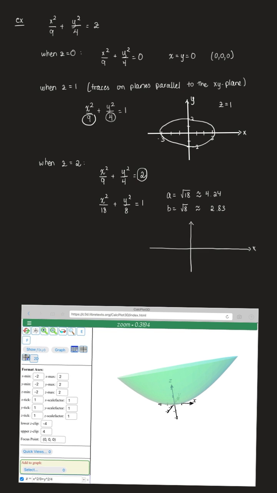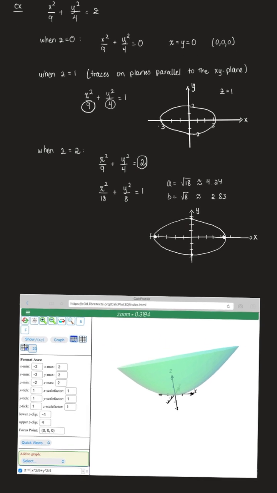Half of the length of the major axis, so along x, we're going to go 4.24, so somewhere over here. Somewhere over here. And then along the y-axis, close to 3, and below close to -3. So our ellipse is a little bit larger. So we can see that as we change the altitude of z, we're getting ellipses that are slightly larger in size. And so that results in the graph that we have below.